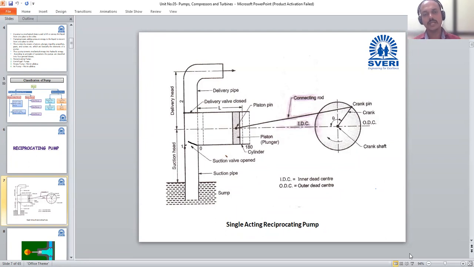If you understood the single acting reciprocating pump, then similarly, instead of water, the working fluid is air. In the pump the working fluid is water; in the compressor the same construction is there for the reciprocating compressor. Only the difference is that the working fluid is air. So once you understood how it works, you will easily understand the reciprocating compressor also.